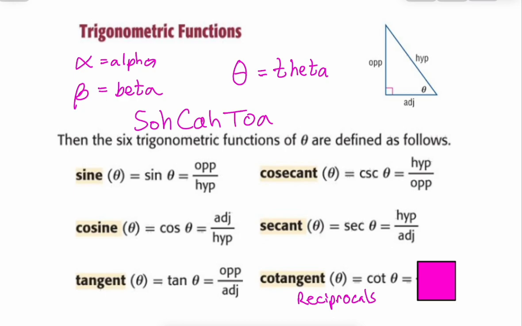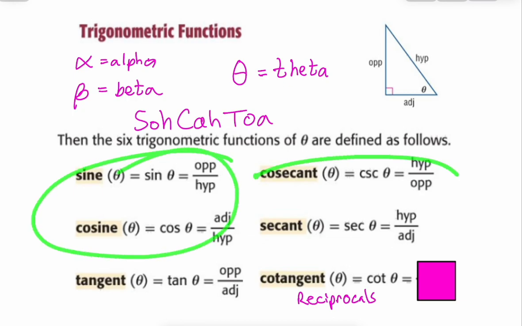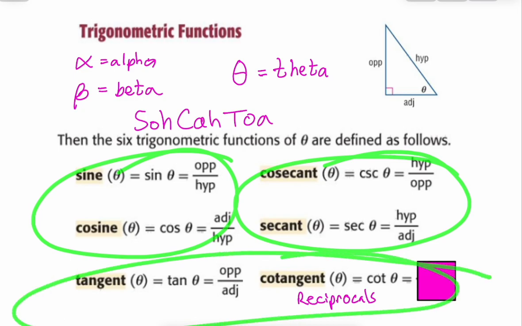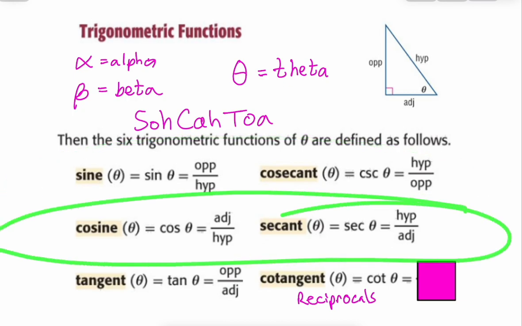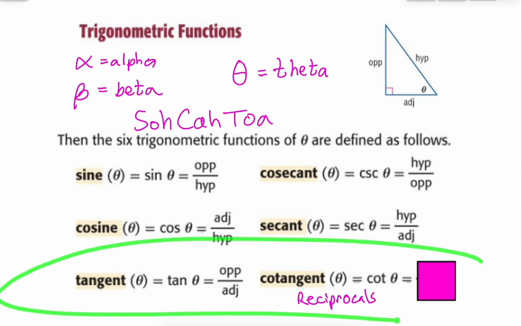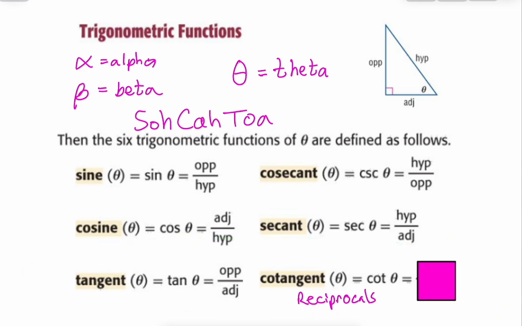Now, don't be confused by the names. The names are just about the graphs. These two graphs look alike, these two graphs look alike, these two graphs look alike, but they don't refer to who are reciprocals of one another. Sine and cosecant are reciprocals. Cosine and secant are reciprocals. And finally, tangent and cotangent are reciprocals.